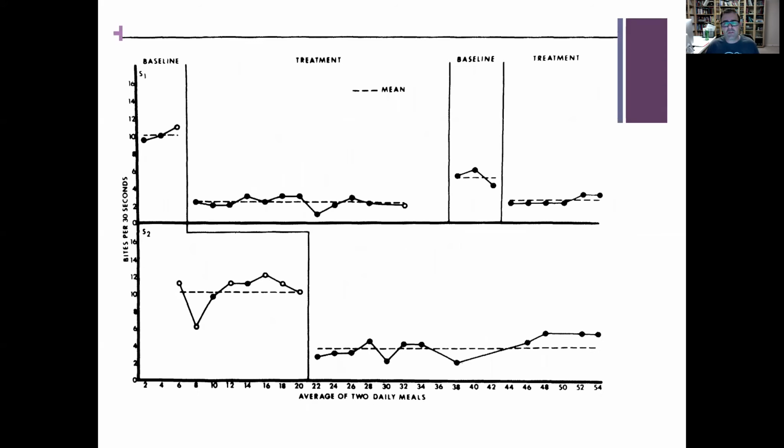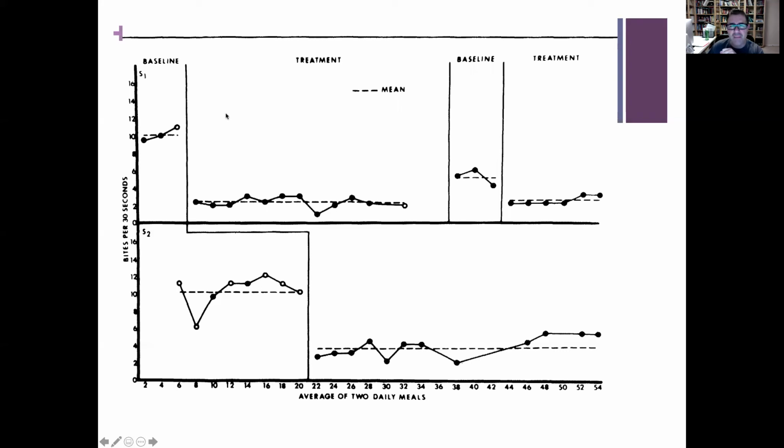Now let's look at the results. Here we have the average of 2 daily meals appearing on your x-axis, and then you have bites per 30 seconds on your y-axis. We have 2 participants here. I don't have the graph for the third one, just a sample of the 2 participants. Now check this out. There are 10 bites per 30 seconds. That's very fast, right? And then same here, about 12 bites per 30 seconds, an average of 10 bites per 30 seconds. That's a lot of eating.